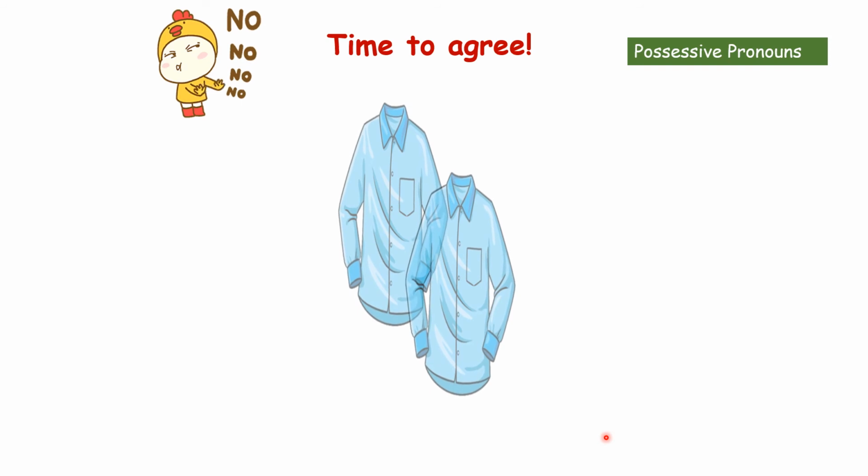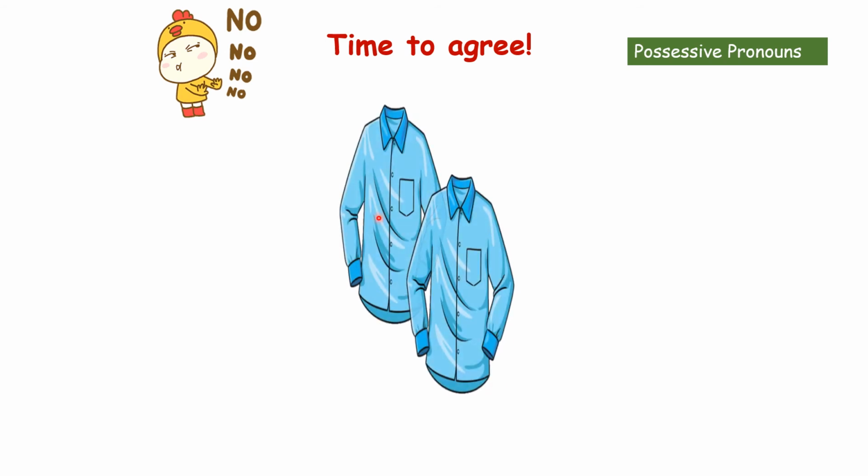So alright class, let's continue the lesson. In this slide we will be learning how to ask the ownership of these two shirts here. There are two shirts, meaning more than one. And then we are going to learn how to answer by disagreeing to the ownership of these two shirts. Alright? Now let's have a look at the first example.